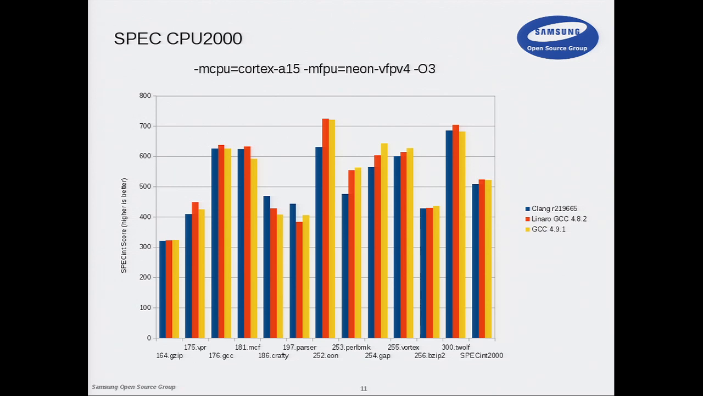So this is SPEC 2K compiled for A15, and Neon turned on at O3 level. And this is just SPEC int, so I'm only focusing on integer code here. And we are comparing a Clang build, which is a trunk build about 2 weeks old, against the Linaro GCC 4.8 and just a vanilla GCC 4.9.